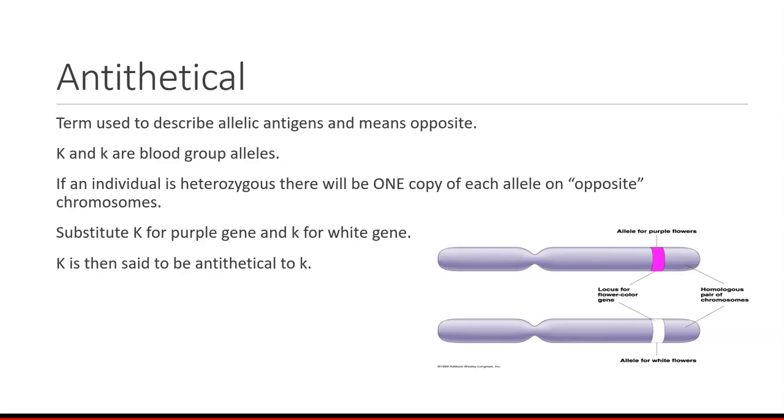Antithetical is the term used to describe allelic antigens, and they mean opposite. They're on opposite chromosomes. So Cal and Solano are blood group alleles. If an individual is heterozygous, there will be one copy of each allele on opposite chromosomes. Substitute K for the purple gene and little k for the white gene, and that would then illustrate the antithetical blood group antigens. So again, if the genes are on separate chromosomes, then the term used is antithetical.